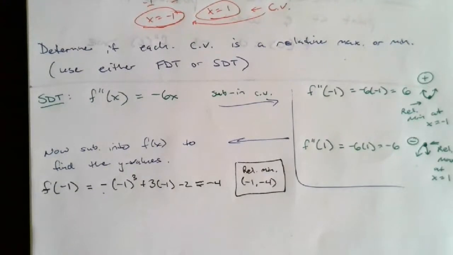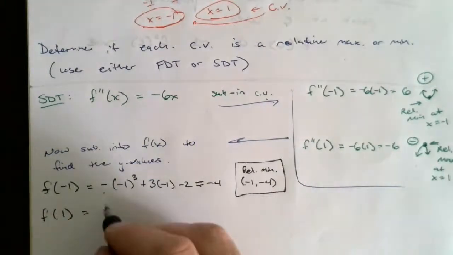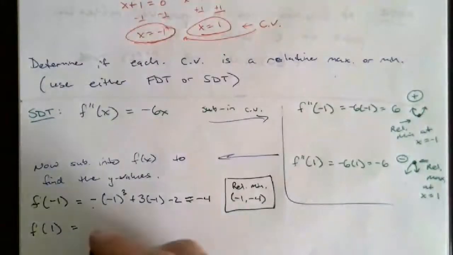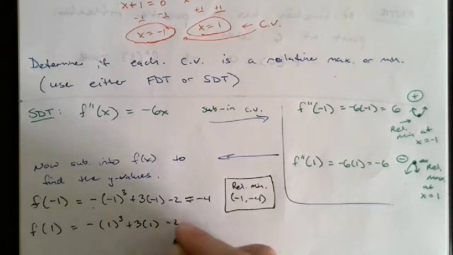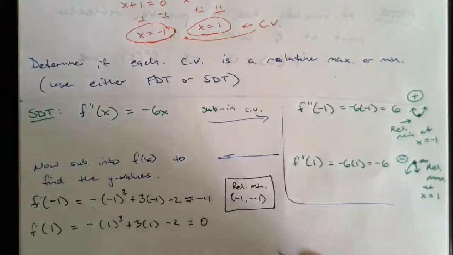For the next point we'll look at, we've got f of 1, right, the other critical value. We're subbing into the original function that we had up here. So we'll have negative, and then it's just 1 getting cubed, plus 3 times 1 minus 2. 1 cubed is 1, negative times a positive makes it a -1, plus 3 will be 2, 2 minus 2, that'll give me 0. That's okay, don't let that throw you off.